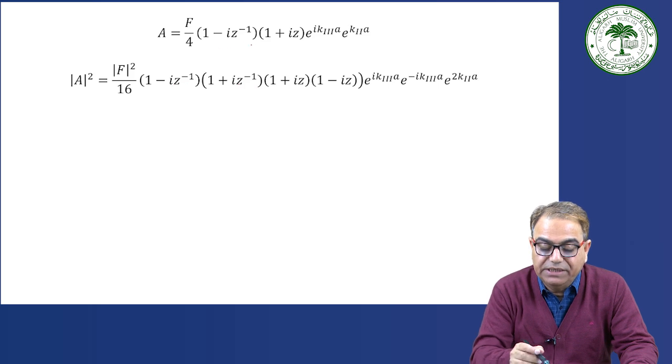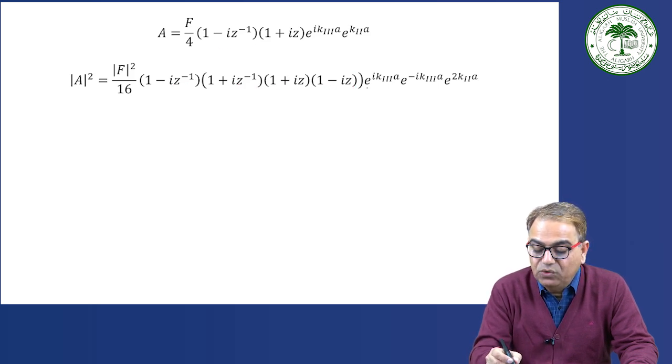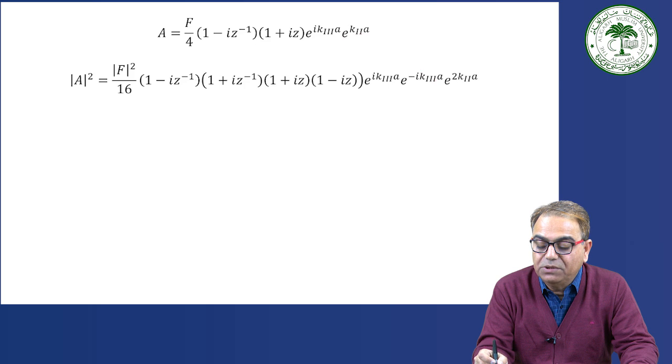So both are imaginary quantities. So 1 plus iz will become 1 minus iz. And then you have exponential i k3a. Then again it will be plus, and the next term will be minus exponential minus i k3a. Now this is e raised to the power k2a. You don't have i here. So it will be exponential 2k2a.